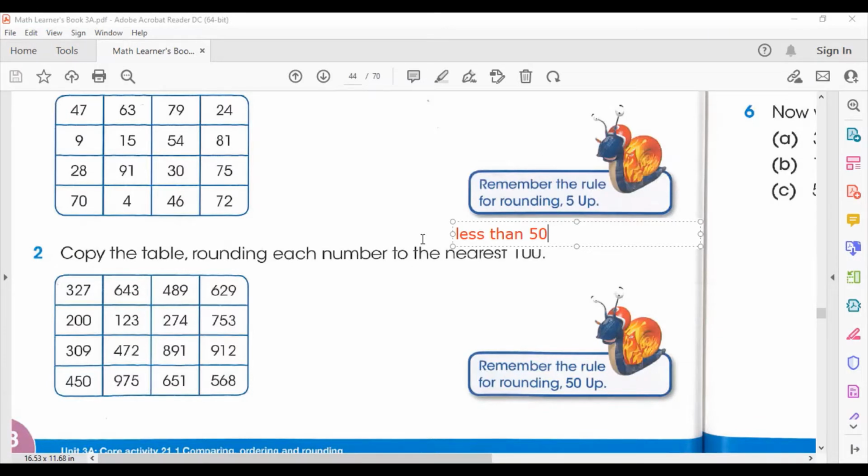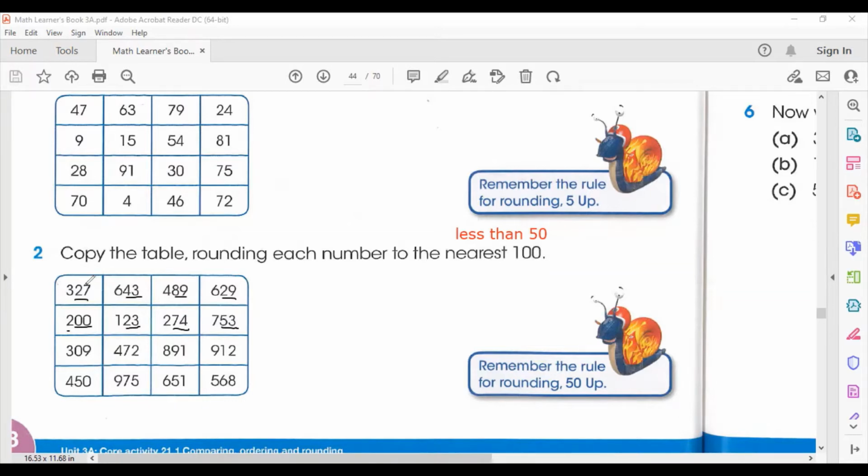So let us start. Just a simple rule: less than 50. If 50 or bigger than 50, then we need to add 1 as above. Okay, let's start. 327. The first thing you need to do, underline the last 2 digits, which change automatically into 0, obviously. This one, this one, this one. I do some questions, the others you can do by yourself.